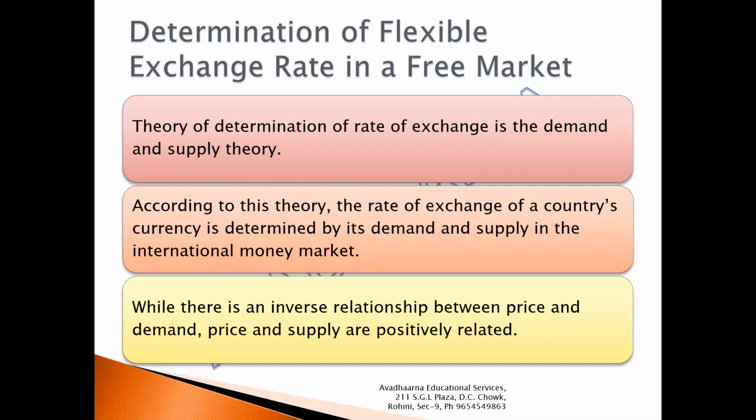Just like if the price increases, supply will also increase, but if the price increases, the demand for that commodity gets reduced. So there is an inverse relationship between price and demand and a positive relationship between price and supply. This holds true in the foreign exchange market too.